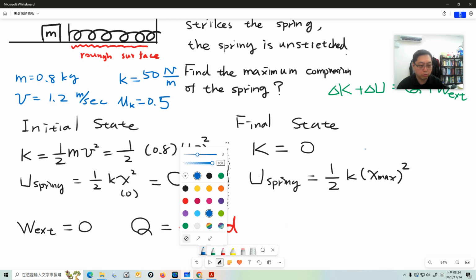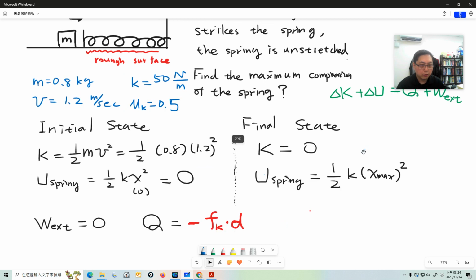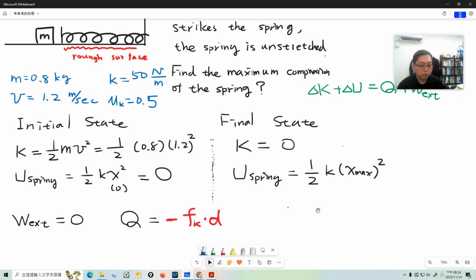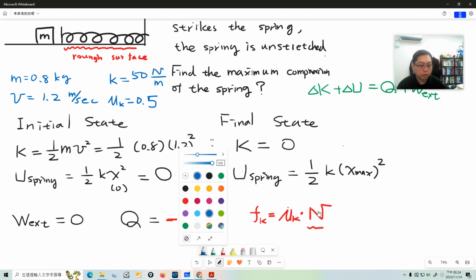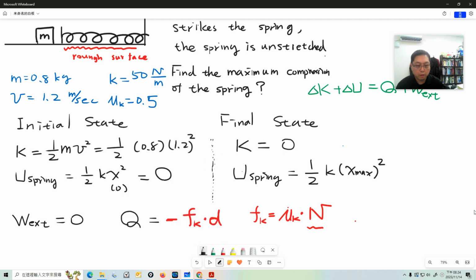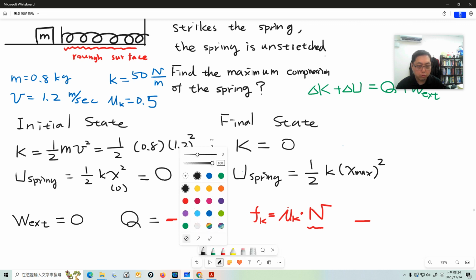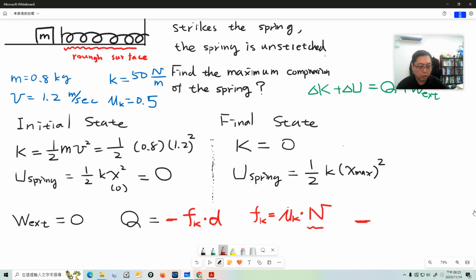Why is it still blue? Very strange. Why is it still red? The frictional force normally is equal to the friction coefficient times your normal force. And in this system, what's your normal force? Why does it become very strange? Why can't it change the color? Oh my god.